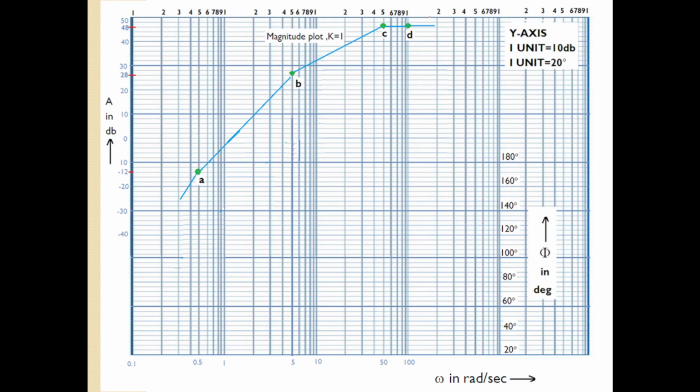Plot the graph. This is what you will get. So what is this plot? This plot is for k equal to 1. We have assumed k equal to 1, but they have asked us to determine the k value. We didn't determine the k value. We have simply assumed k equal to 1 and plotted the magnitude plot here. So this is just an approximate plot, not the exact plot, because we have just assumed the k value.